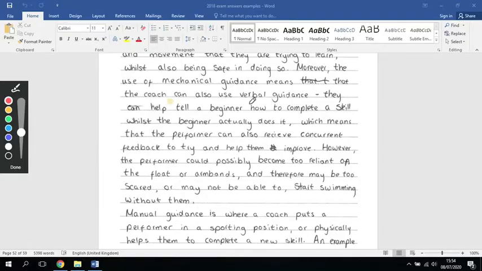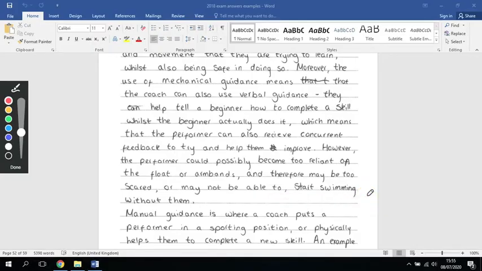In particular, if we look here, we're looking at the use of mechanical guidance, just by this red line that they comment on, and how it will obviously help them to complete a particular skill as a beginner. This means that the performer will receive concurrent feedback to try to improve their performance. So they are getting verbal feedback as they go through. It then states armbands and floats, and actually the start of the swimming. So you're starting to get some sort of comparison going here as well within this paragraph.